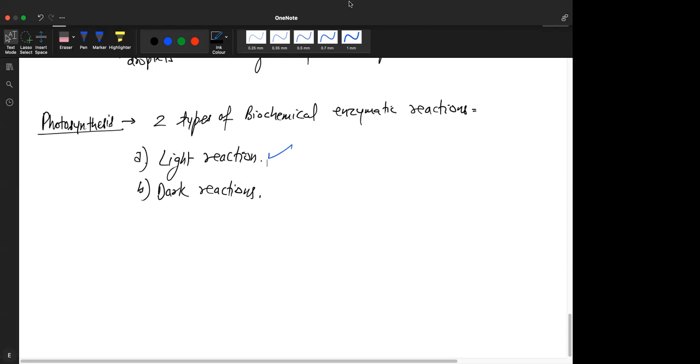But are dependent on the products of light reaction, which is ATP and NADPH, right? So you can write in the bracket ATP and NADPH. Therefore, to distinguish these reactions from the light reactions, they are called the dark reactions.